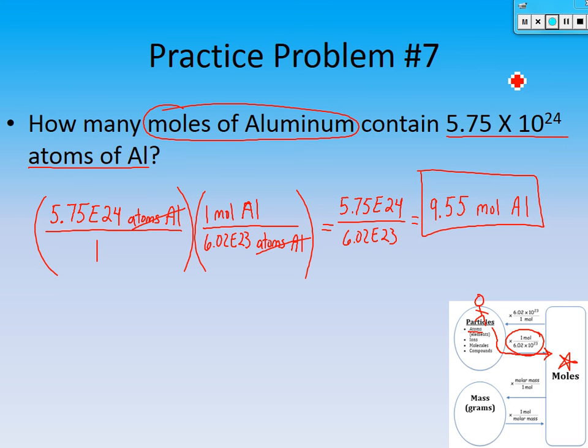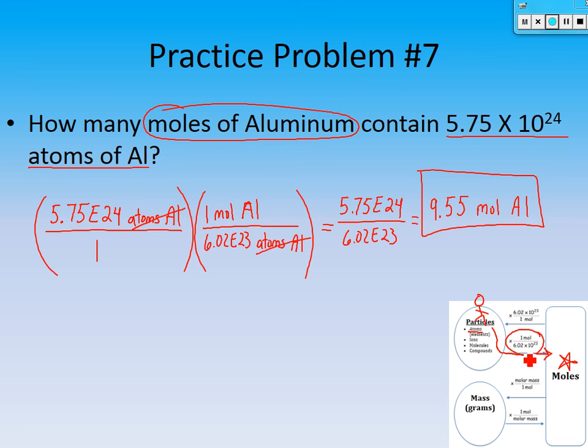I went ahead and solved the problem. So hopefully your paper looks like mine at this point. So you underline what they gave us. Again, look for the number and the units. So 5.75 times 10 to the 24th atoms of aluminum. And it wanted you to convert it to moles of aluminum. So you circled that. Step 2, hopefully you put what they gave you over 1. Step 3, hopefully you went to the roadmap. We're at atoms because that's what it gave us. So atoms is right here. And it wanted you to go to moles of aluminum, so we circled that. So we're going to have to come over to moles.